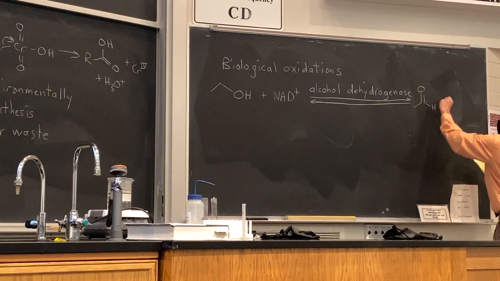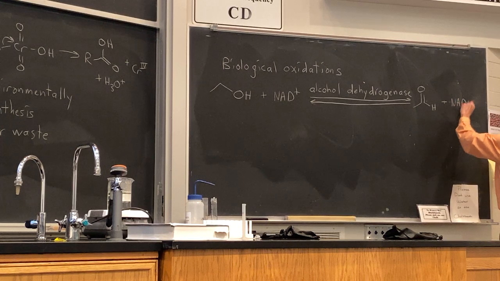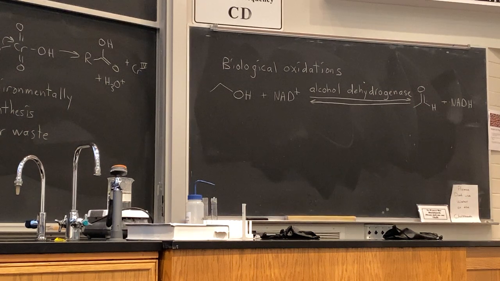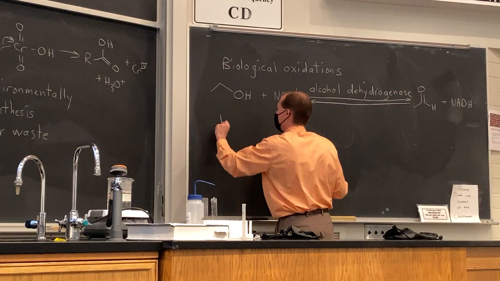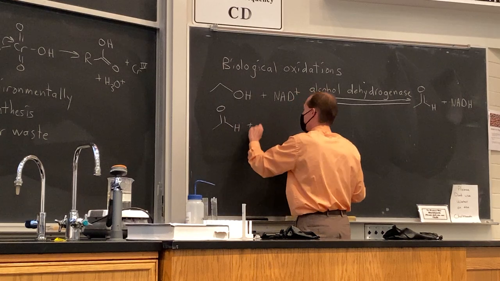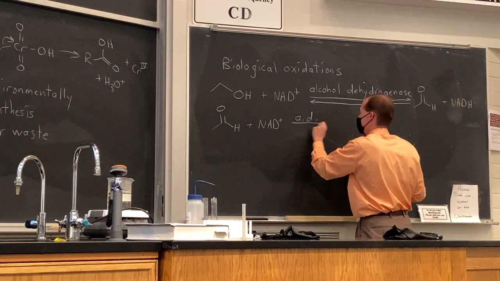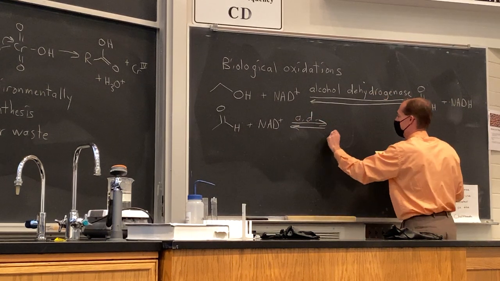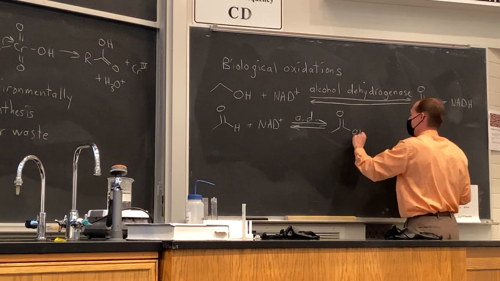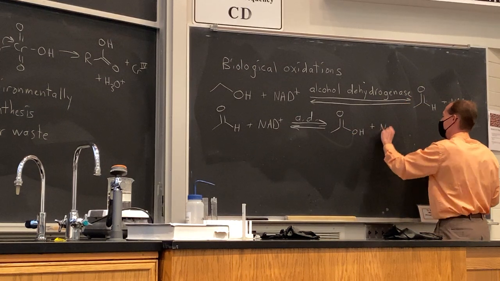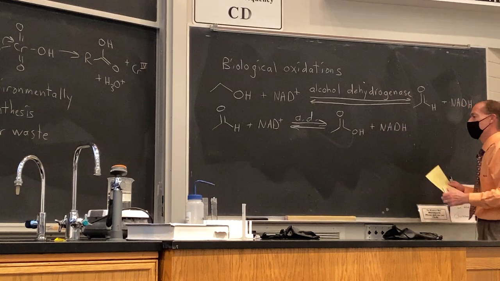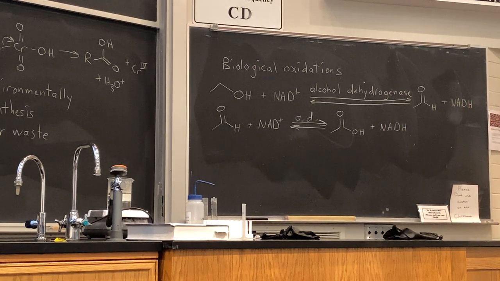The product would be an aldehyde, and then the reduced form of the cofactor is NADH. And then the aldehyde can also react with NAD+ in the active site of the enzyme, which I will abbreviate now. And that gives acetic acid and NADH. So your body metabolizes ethanol by converting it into acetic acid. Then it gets excreted.